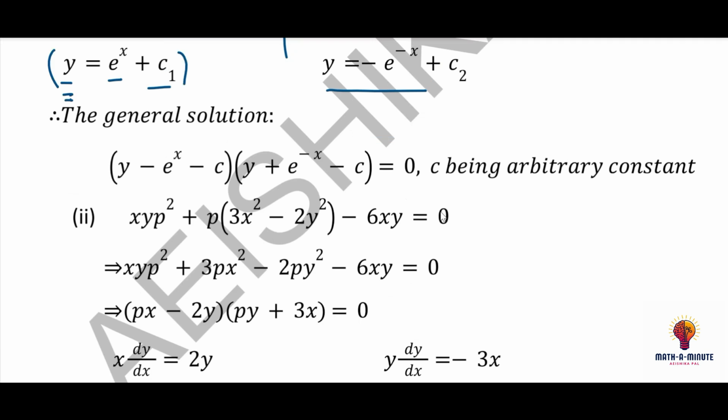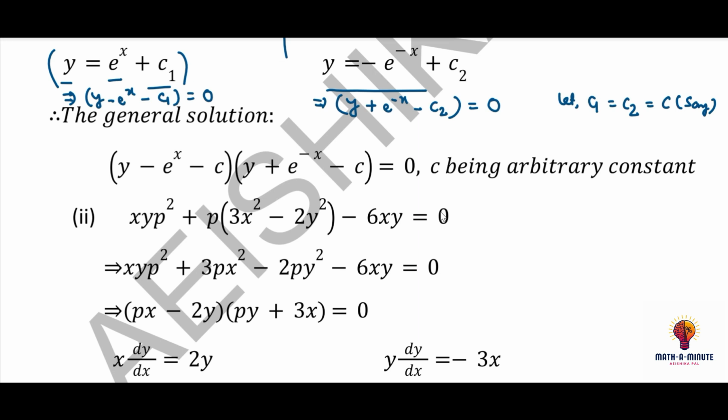We can write this solution in the form of y minus e to the power x minus c1 as the first factor, and the second one we can write in this way: y plus e to the power minus x minus c2 equals 0. Here we take c1 equals c2 equals c. So the general solution will be (y minus e to the power x minus c) into (y plus e to the power minus x minus c) equals 0, here c being an arbitrary constant.